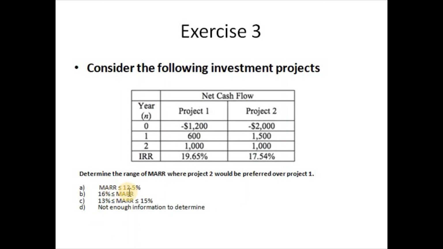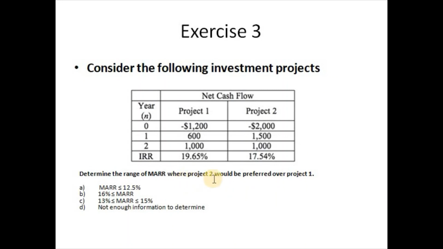Here I'm saying the MAR is less than 12.5%. So you see that I'm comparing the MAR to the IRR, so you have to use incremental analysis plus IRR. If in the options I didn't specify, and was just saying 1 is better, 2 is better, they are indifferent, or so on, then you can choose the method of solution you like. But if the options specify it, you'll have to follow the options. So here I have to use incremental analysis and IRR. And here they have specified where project 2 is preferred over 1.